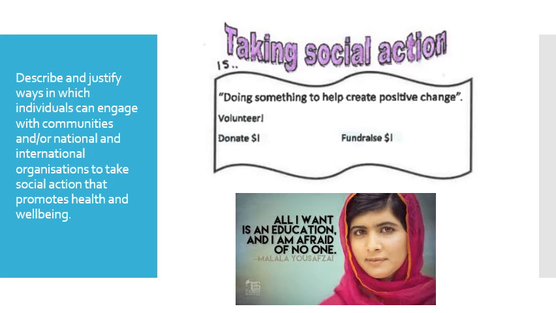Okay, the last kind of little thing is you need to describe and justify ways in which people can engage with communities or national and international organizations to take social action. So the first thing is, what is social action? It's doing something to help create positive change. And the ways that you can do that, I just chose the 3 easiest ones. You can volunteer, you can donate money, and you can fundraise money. Okay, so each of you should be able to describe what those 3 things are. And in doing that, link it to health and well-being.